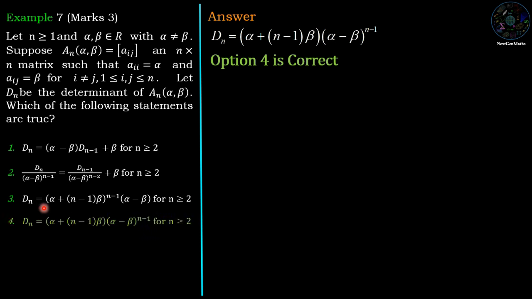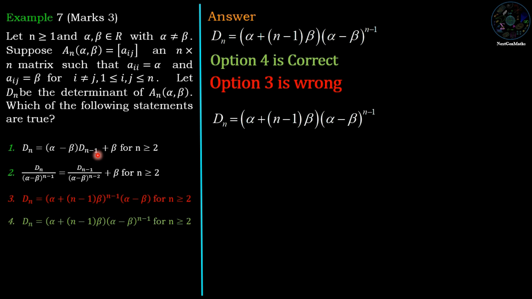In option number 3, we have Dn equal to (alpha plus n minus 1 beta) power n minus 1 times (alpha minus beta), which is wrong because the power should be on alpha minus beta, not on alpha plus n minus 1 beta. So option number 3 is wrong. Now in the first and second options, there is a relation between Dn and Dn minus 1. So for Dn minus 1, replace n by n minus 1, so n minus 1 becomes n minus 2. So Dn minus 1 equals (alpha plus n minus 2 beta) into (alpha minus beta) power n minus 2.